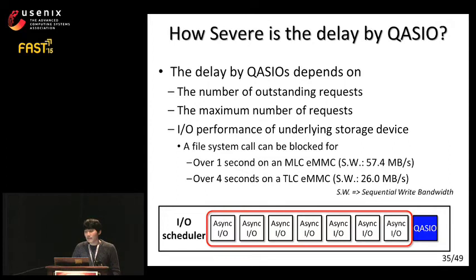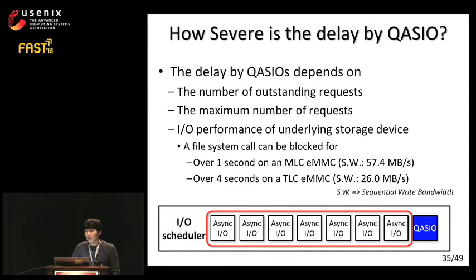Aside from that, the underlying storage device's I/O performance has to be also considered when estimating the worst-case QASIO's delay. On one of the latest smartphones, Samsung Galaxy S5, the worst-case latency of a single file system call by QASIO takes over 1 whole second. The slower the I/O performance is, the longer the worst-case delay is. On a product using slower TLC-based eMMC, the worst-case latency even takes more than 4 seconds.